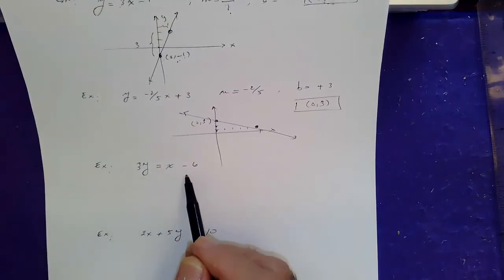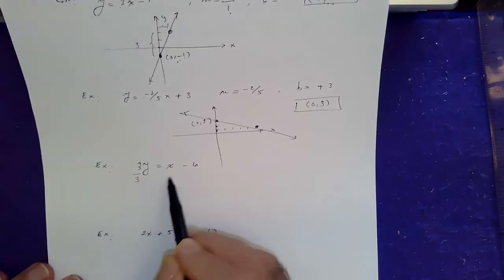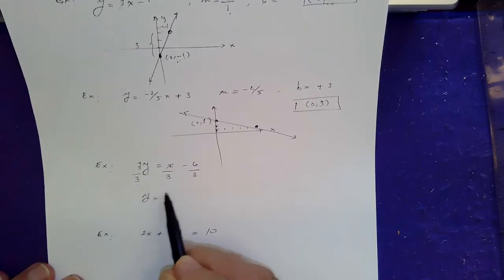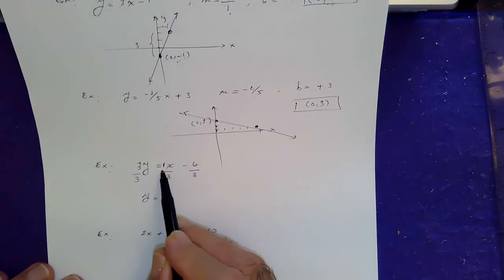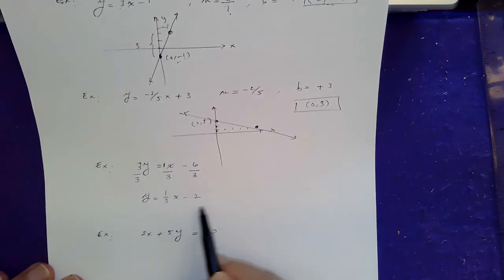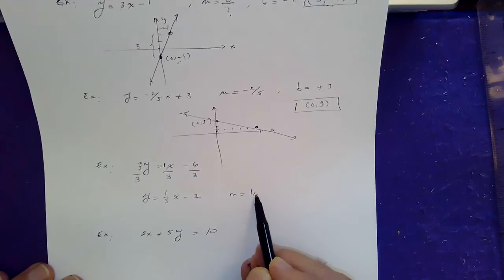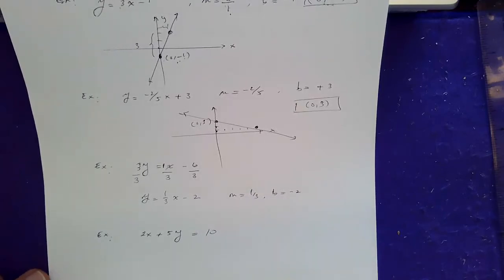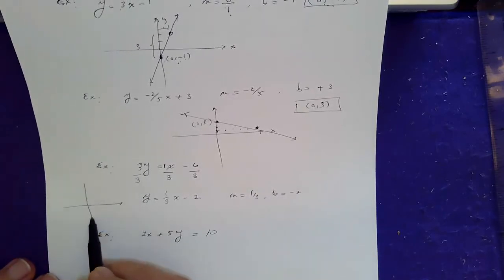All right, what about this guy? Well, divide both sides by 3 first. So that would be y is equal to, by the way, there's an invisible 1 next to x. You don't see it. So that's my way of saying the slope is what? 1/3, and the y-intercept is -2. So once again, you have what?